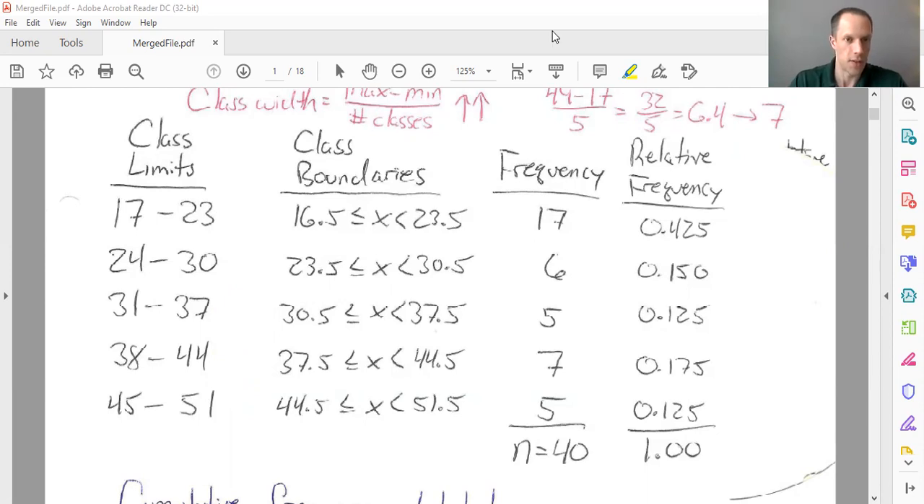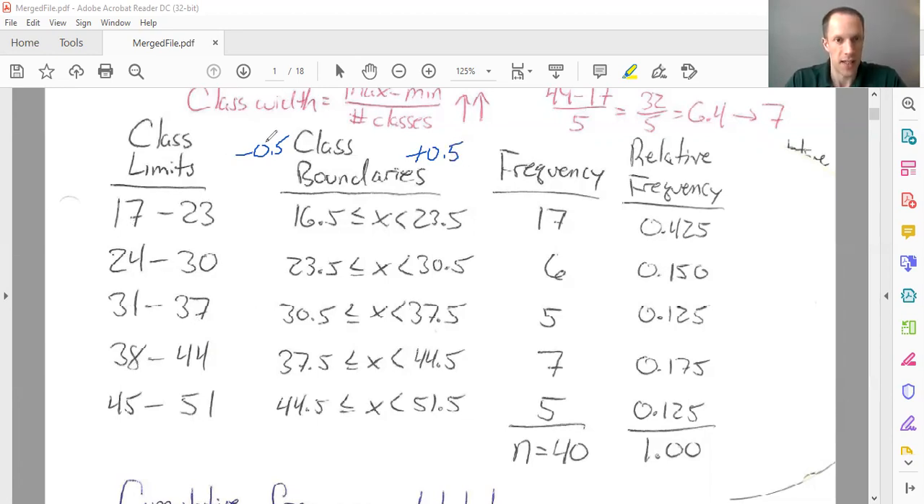Okay, you see the first class goes up to 23, the second class starts at 24, so any decimal numbers between 23 and 24 would fall through the cracks. Same thing would happen with numbers between 30 and 31, 37 and 38. So in order to close those gaps, we take the lower limits and subtract 0.5, we take the upper limits and add 0.5, and we call those the class boundaries.